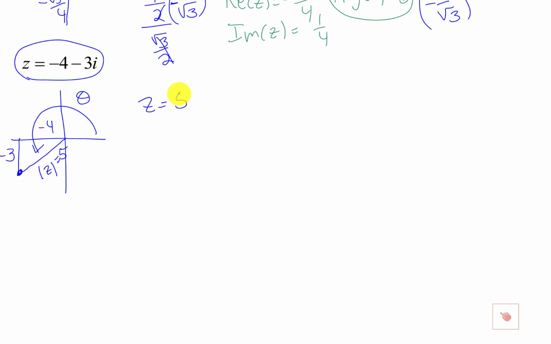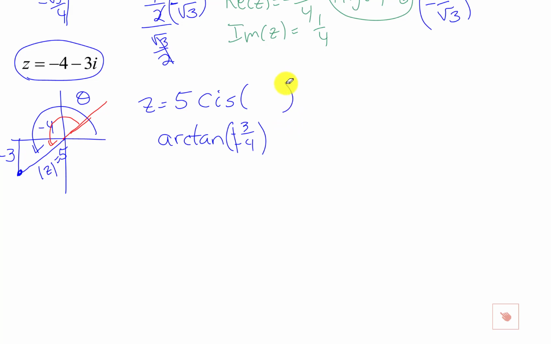So z equals 5 cis. Okay, so now I need the angle, and this is not going to be an angle that's on our unit circle, so the angle is going to be the arctan of, I can look at that triangle to help me, opposite over adjacent, so negative 3 over negative 4, so those will cancel, so it's the arctan of 3 fourths. And now I need to adjust that because we know that when we do arctan, we get things in quadrant 1 or quadrant 4. And since it's positive, it's going to give me something in quadrant 1. So to get to the one that I need, I'm going to need to add pi to that. So when I write down this angle, I would write arctan of 3 fourths plus pi.